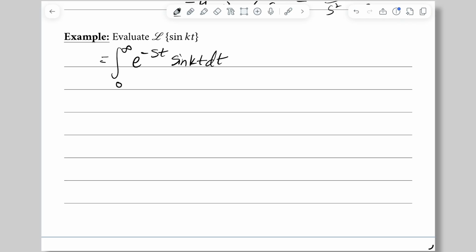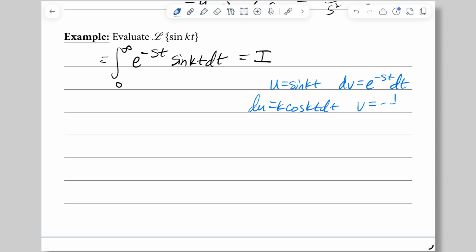I'll take us through this somewhat quickly, but because I know what's going to happen when we integrate such a function here, I'm going to say that that integral is I. It doesn't matter which one between the exponential and the sine function we let be u and which is dv. So I'll just let u equal the sine of kt and dv equal the e to the negative st dt. Then du is k times the cosine of kt dt, and v is negative 1 over s e to the negative st.